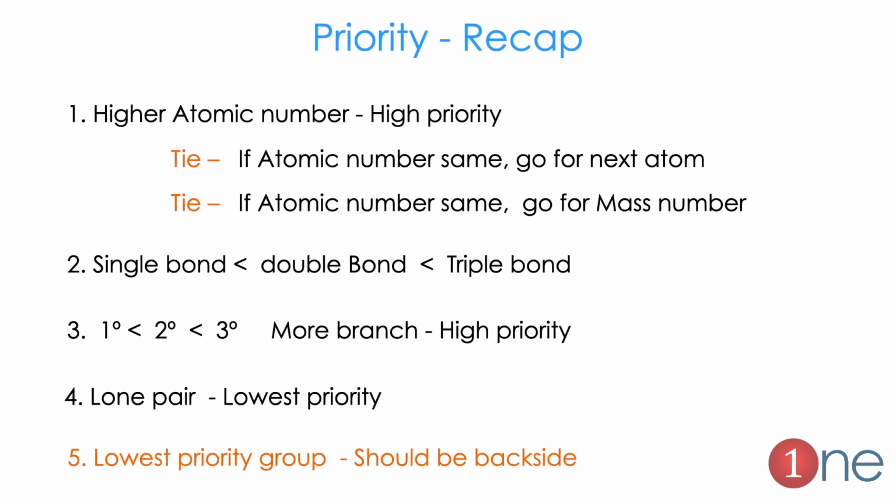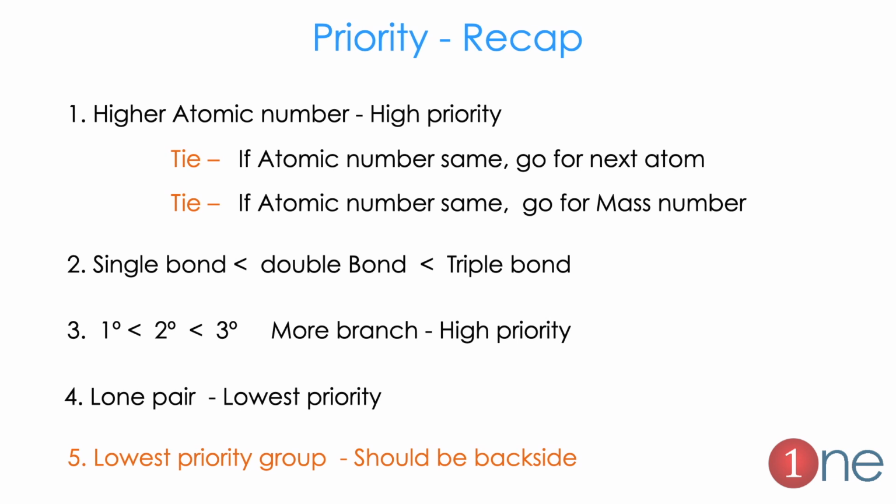Okay, let us recall our priority, because we are going to solve the problems, right? Let us recall it somehow. So highest atomic number gets highest priority. This is very obvious and very important. If there is a tie condition, tie means you have the same carbon atom, how will you decide? Next atom you should go. If the next atom is also the same, you have to see the mass number. So in a tie condition, either you go to the next atom or you have to find the mass number.